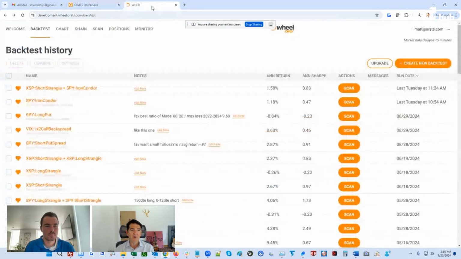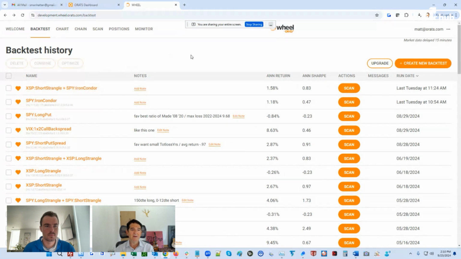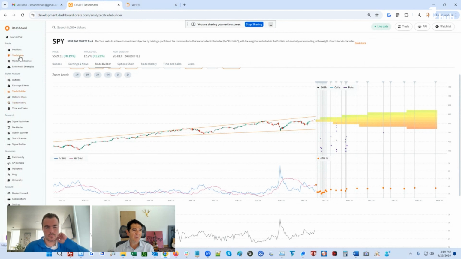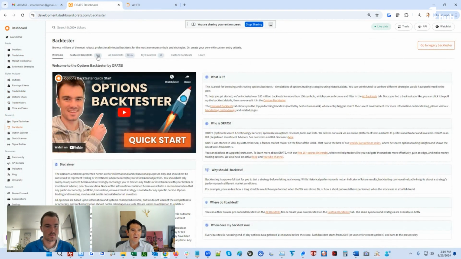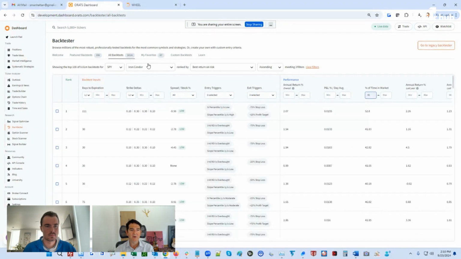So we have our backtester. This happens to be our legacy backtester, which is our custom backtester. So in addition to the trade ideas, we have our normal backtester here, where we've run 181 million strategy backtests over many different stocks. So you could wander through these and start to see what those strategies are and what the returns can be.